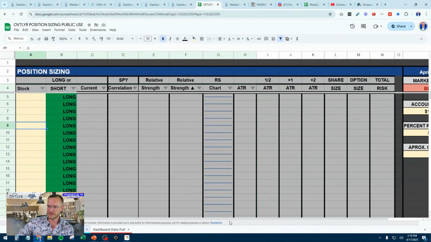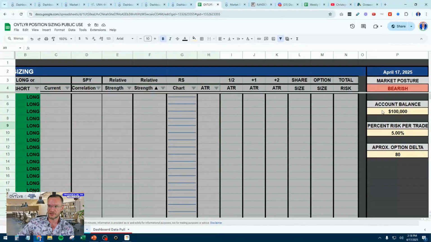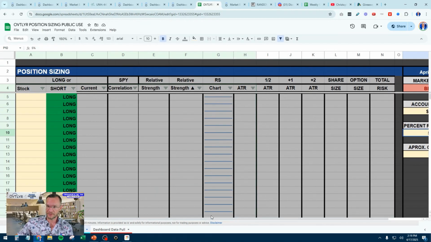So, the position sizing spreadsheet here. What you need to do is add your account information. Let's say you have 100,000, maybe you've got 1,000,000, maybe you've got 25,000, doesn't matter. And then start with what risk you feel comfortable with. I would say 5%, but this is not 5% of your portfolio. Not at all. Let's break this down.